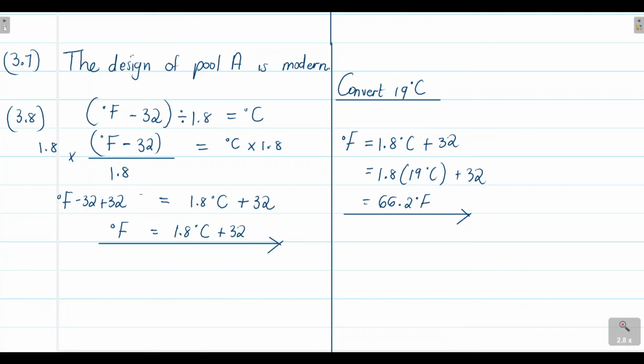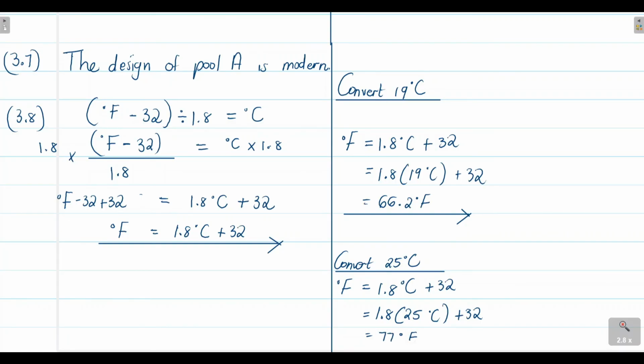The next one, we need to convert 25 degrees Celsius to Fahrenheit. So what do we need to do? We're going to use the formula again. Degrees Fahrenheit is equal to 1.8 times degrees Celsius plus 32, which is going to be 1.8 multiplied by 25 degrees Celsius plus 32. Punch that into your calculator, and you'll find that you will get 77 degrees Fahrenheit.